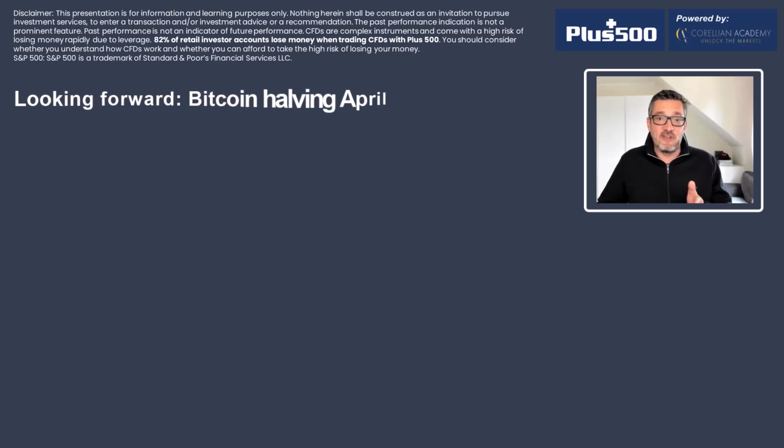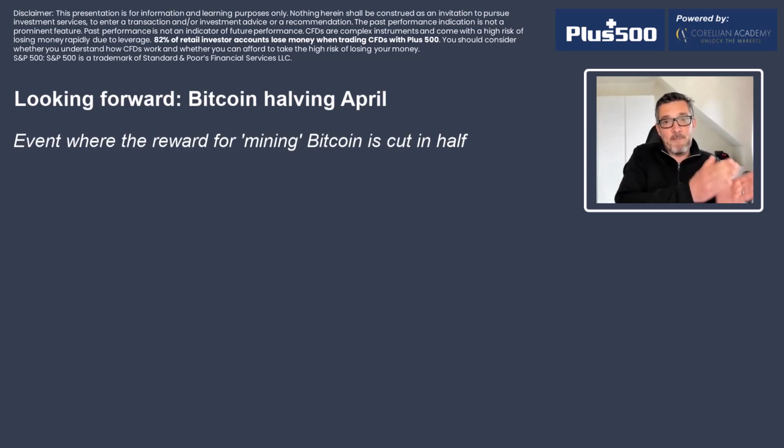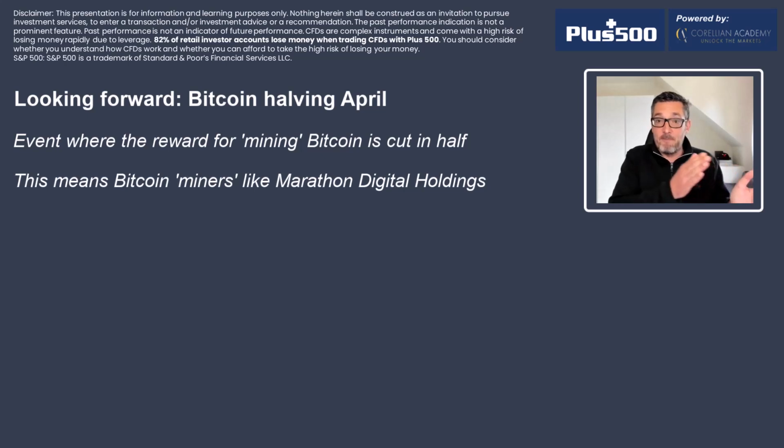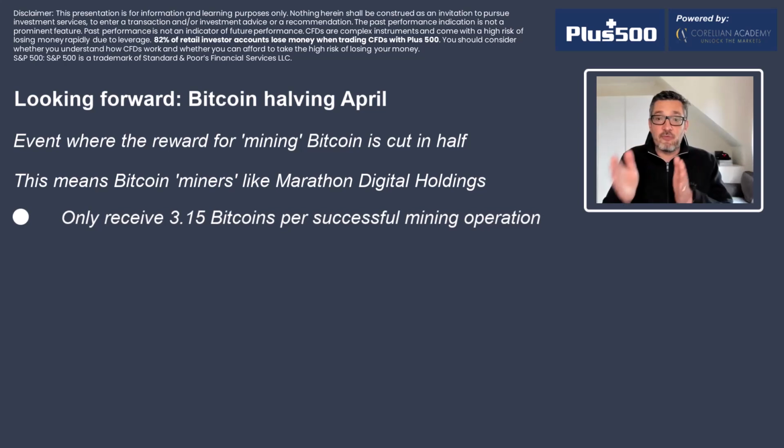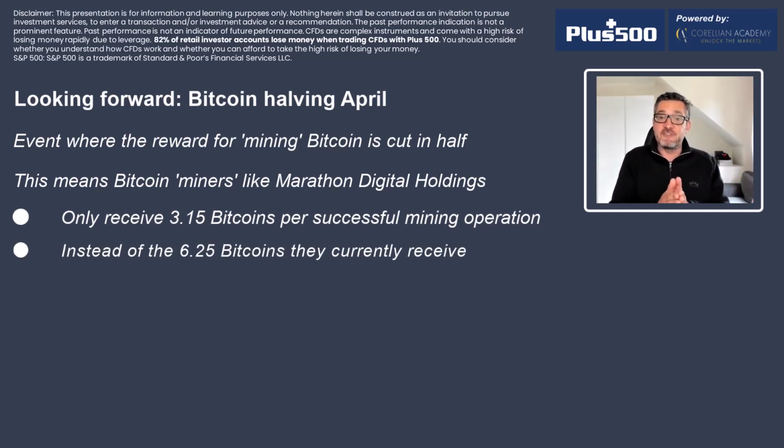This brings us nicely to looking forward. One key event due at some stage in April is the Bitcoin halving. This is an event where the reward for mining Bitcoin is cut in half. Remember, miners are the ones who solve complex mathematical equations to validate transactions and ensure the security of the Bitcoin blockchain. This halving means companies like Marathon Digital Holdings, who I mentioned earlier in the webinar, will receive only 3.15 Bitcoins per successful mining operation, rather than the 6.25 Bitcoin they receive currently.